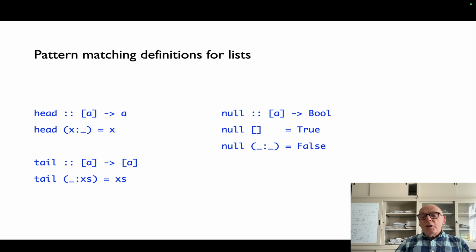And we can write a function that tells us whether or not a list is null. We're doing that by pattern matching: either the list is empty, in which case the answer is true, or it's non-empty. Now there you can see we've used a wildcard in both fields. All we're interested in is that it's built using cons. As soon as we know that, null must be false.